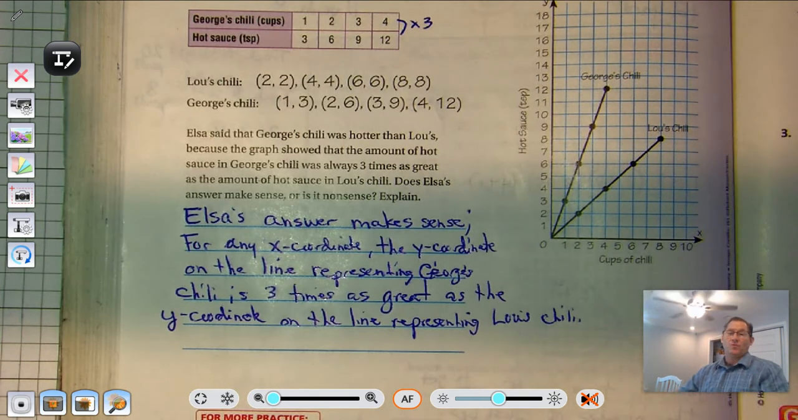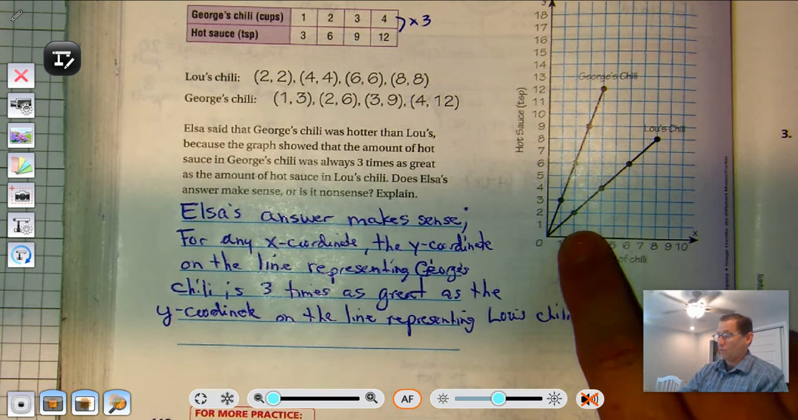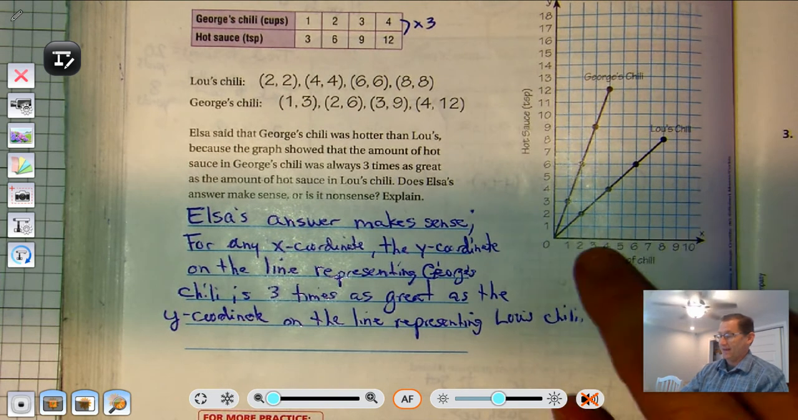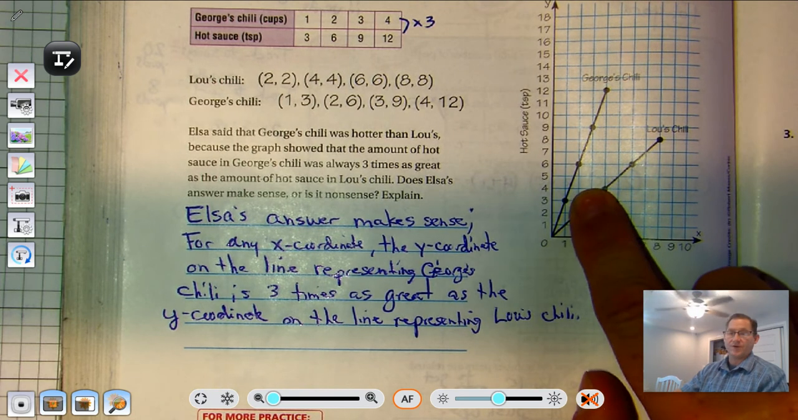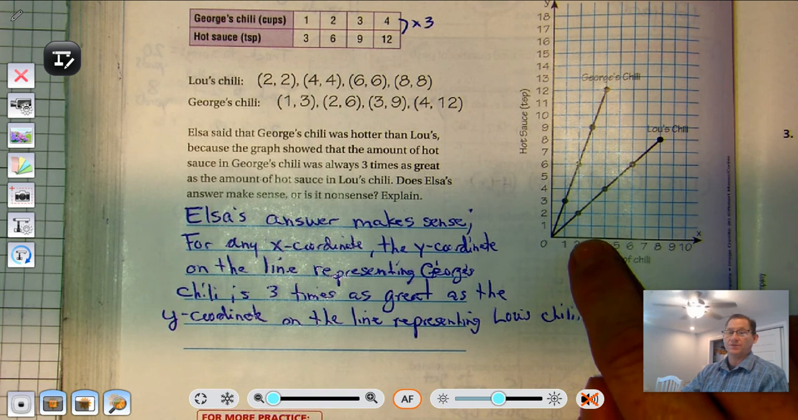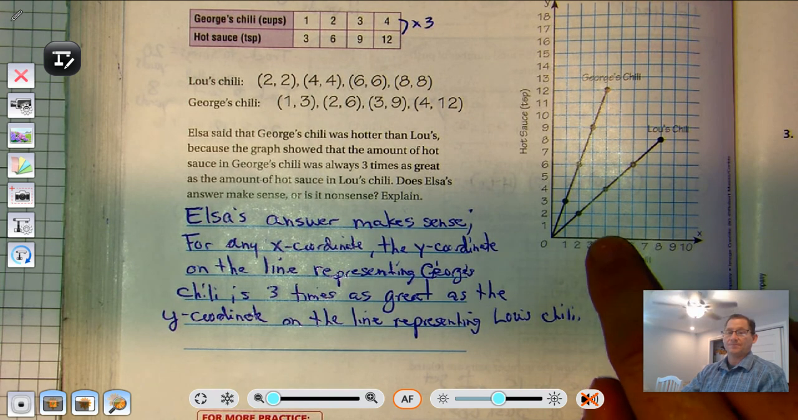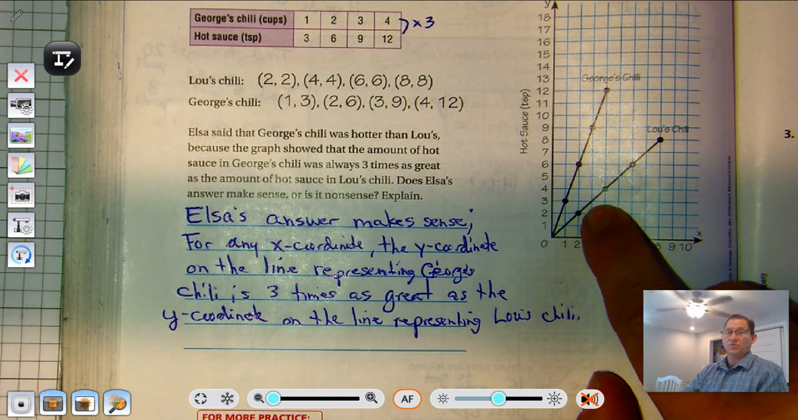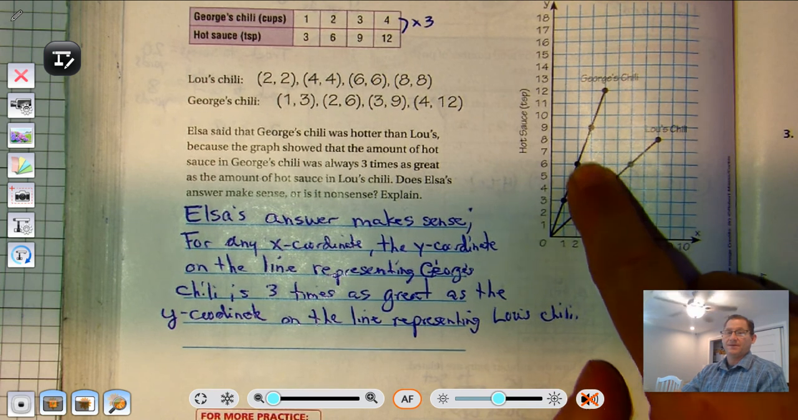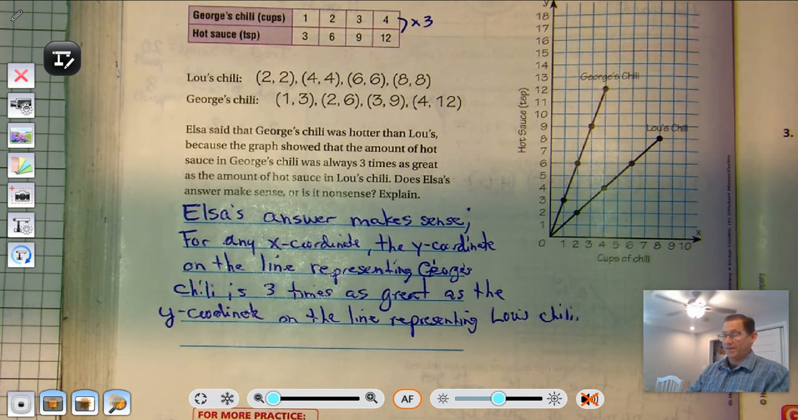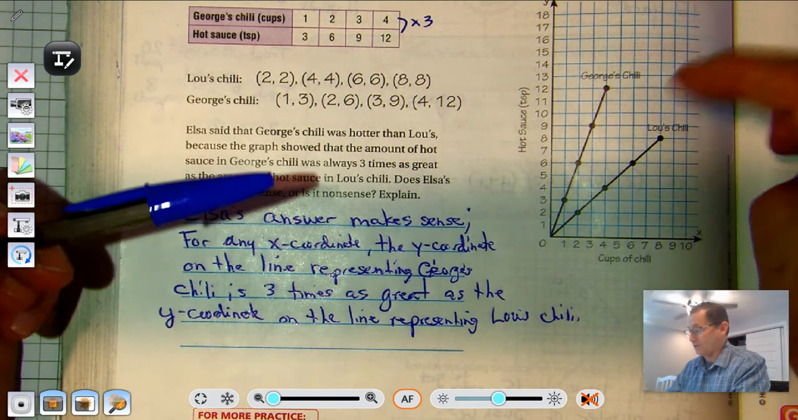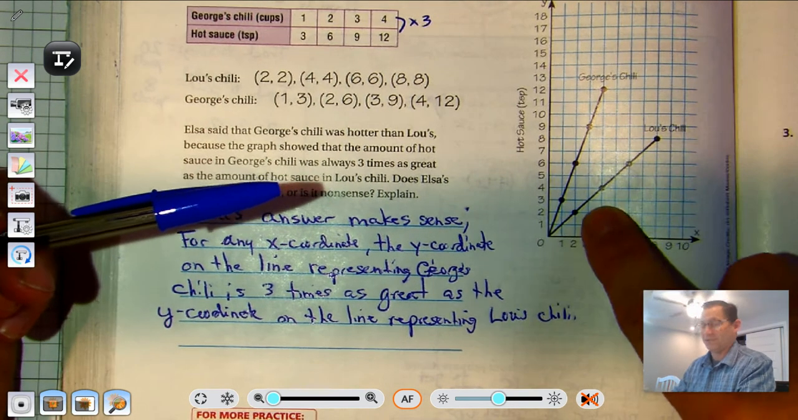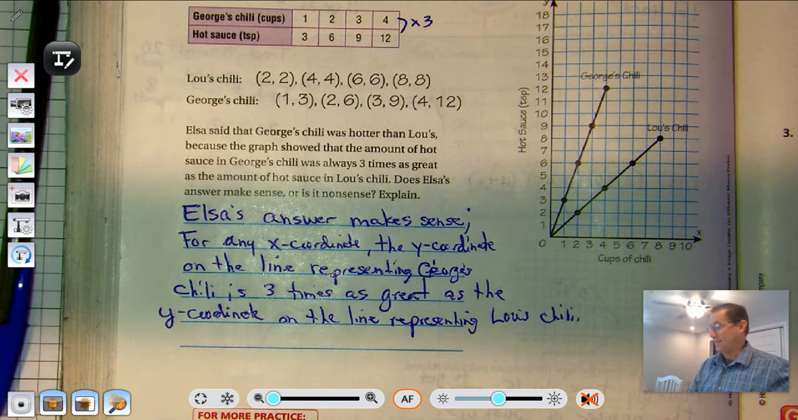So for any x coordinate, if I even said 1, well, we see that Lou uses 1 teaspoon, George uses 3. 1 times 3. It's 3 times bigger than Lou's. For 3, we see that Lou's would be 3 teaspoons, and George's is 9. 3 times 3 is 9. So no matter what the y coordinate is on the line for George, it is going to be 3 times as big as Lou's. So her answer does make sense.